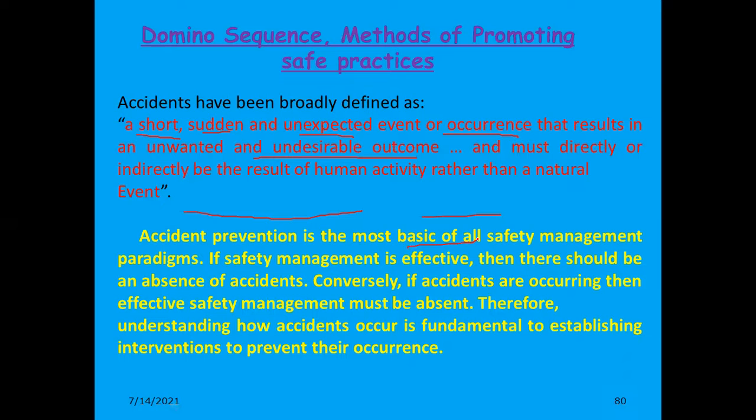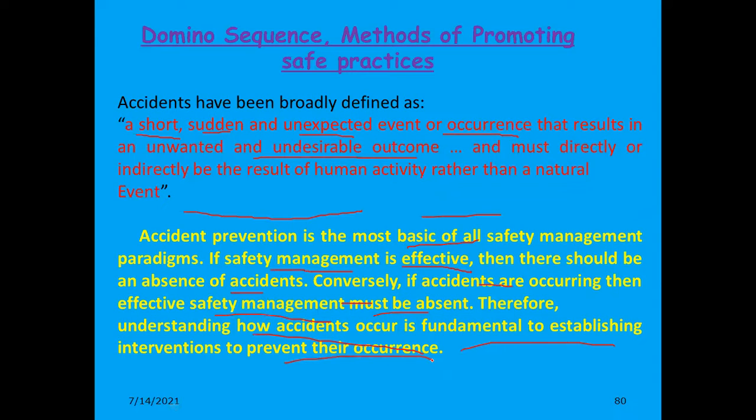the paradigm is doing many things. So if safety management is effective, then there should be an absence of accident. So if the safety management is working effectively, accidents will be at zero for us. Conversely, if accidents are occurring, then effective safety management must be absent. So the reverse is, if accidents are happening, it means safety management is at zero. Therefore, understanding how the accidents occur is fundamental to establishing interventions to prevent their occurrence.